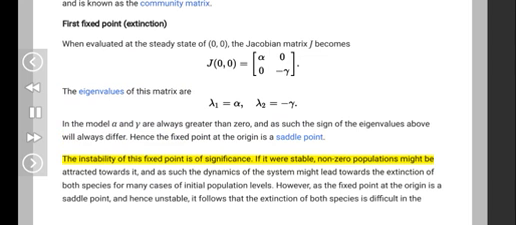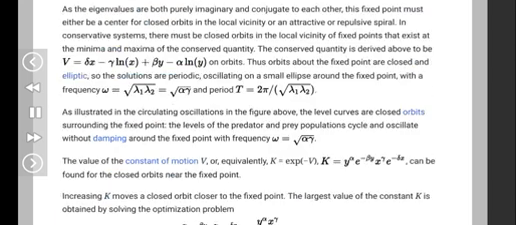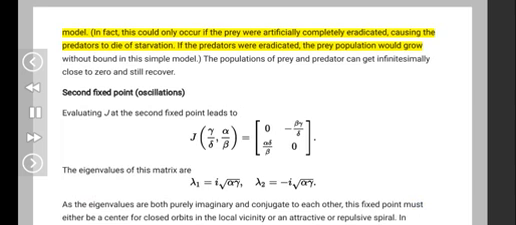The instability of this fixed point is of significance. If it were stable, non-zero populations might be attracted towards it, and as such the dynamics of the system might lead towards the extinction of both species for many cases of initial population levels. However, as the fixed point at the origin is a saddle point, and hence unstable, it follows that the extinction of both species is difficult in the model. In fact, this could only occur if the prey were artificially completely eradicated, causing the predators to die of starvation. If the predators were eradicated, the prey population would grow without bound in this simple model. The populations of prey and predator can get infinitesimally close to 0 and still recover.